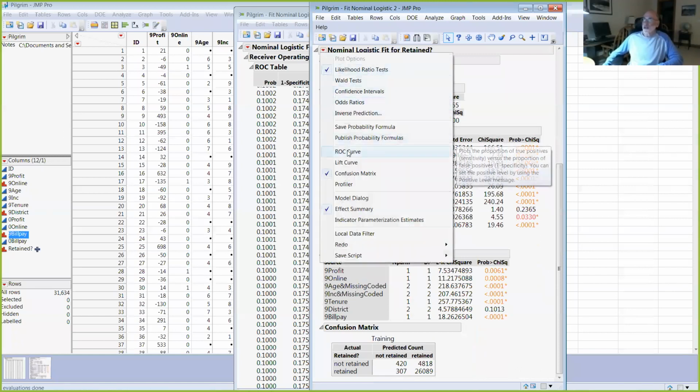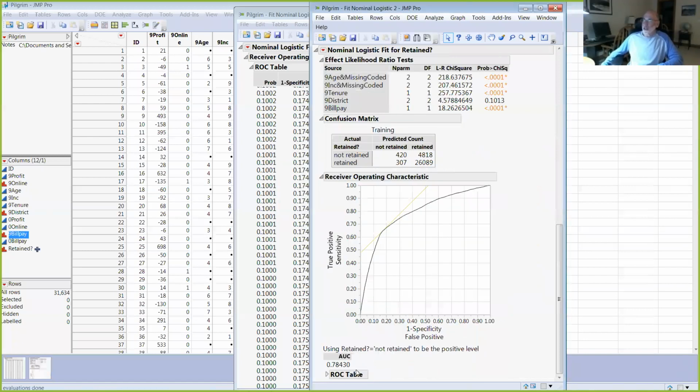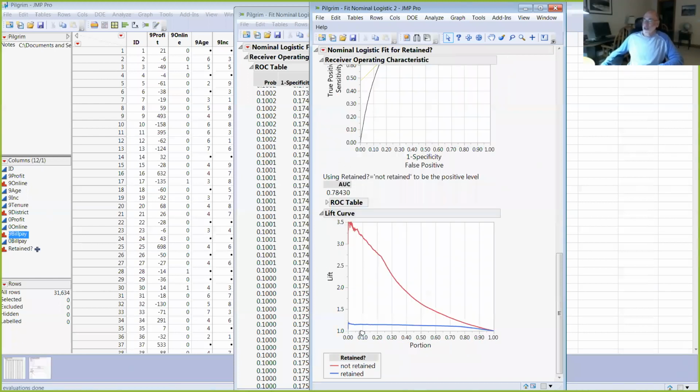If you ask for the ROC curve, focused on not retaining, the area under the curve is up to 0.78. That was up from 0.61. Much, much better model. If you look at the lift curve, targeting 10% of the people with the highest probability of losing the customer, you get about 33%, about a third of the customers that you actually lose would be targeted. So that's a pretty effective lift.